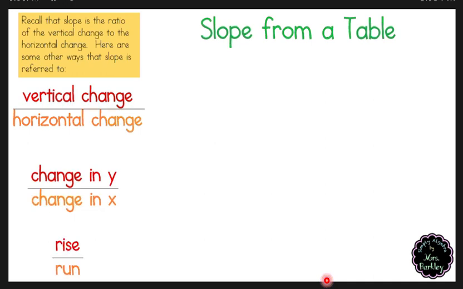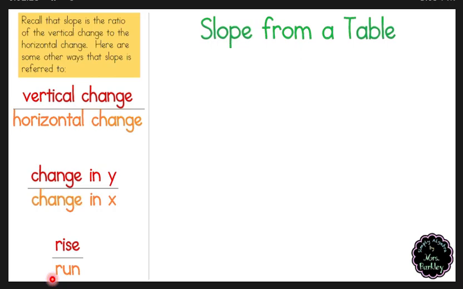And then we also talked about some other ways that you can refer to slope, as in the change in y compared to the change in x. And then in a graph, we calculated the rise compared to the run. So we can see that this vertical change is synonymous with that change in y. So think about your y-axis being your vertical axis, and also that referring to how much you would rise up or down, and your horizontal change is your change in x, so your x-axis is your horizontal axis, or how much you would run from left to right.